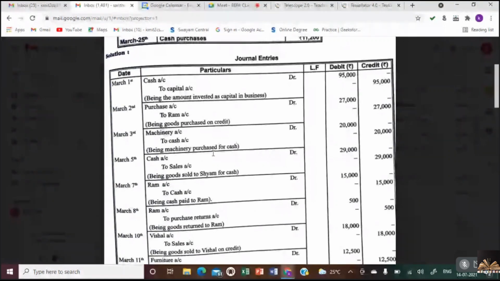So in the cash account, cash won't come, isn't it? In the cash account we don't take the cash item. What is the other item? Machinery. Machinery we have debited, but here what we need to do? If we have credited cash, machinery we have to credit it. And what we need to write here?